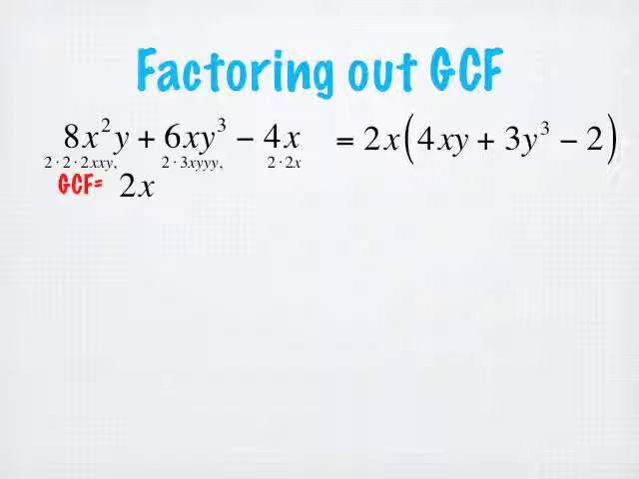Now from the second term, if I take out a 2 and take out an x, I'd still have the 3, and then I'd have 3 y's. So I'd have 3y cubed left behind from the second term. Now if I take out a 2x from the 4x, I take out a 2, I take out an x, the only thing left behind is just a 2. All right, how would I check to make sure that I did it right?